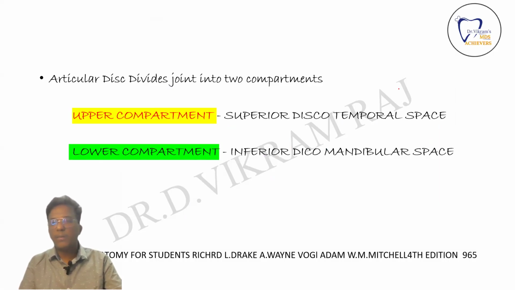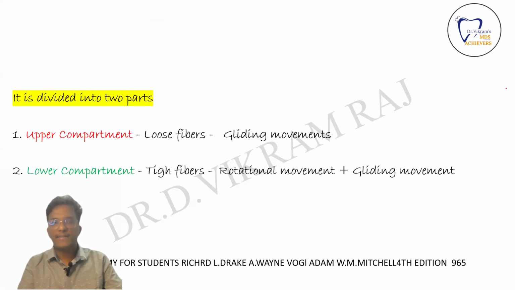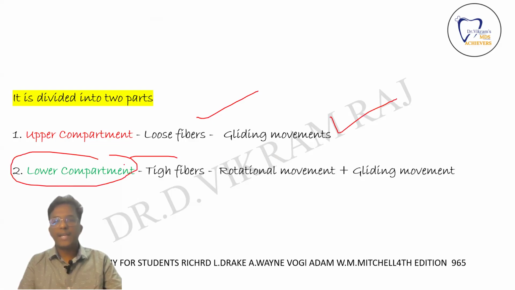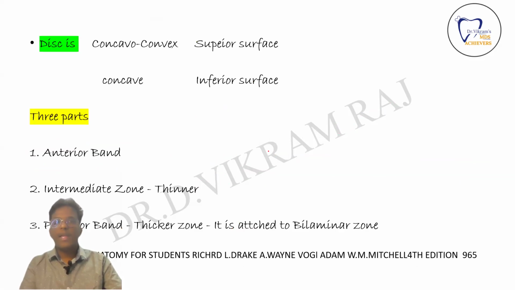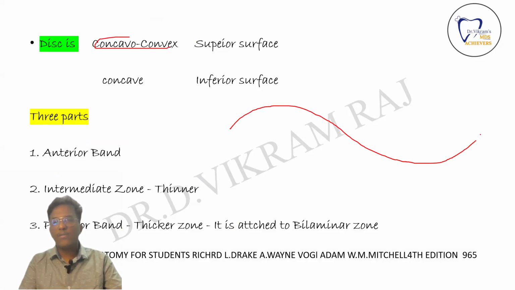The articular disc divides the joint into 2 compartments. The upper compartment is also called the superior disc-temporal space, whereas the lower compartment is the inferior disco-mandibular space. The upper compartment has loose fibers and is concerned with gliding movements, whereas the lower compartment has tight fibers and is concerned with rotational plus gliding movements. The disc has a concavo-convex surface: on the superior surface it is concavo-convex, and on the inferior side it looks completely concave.